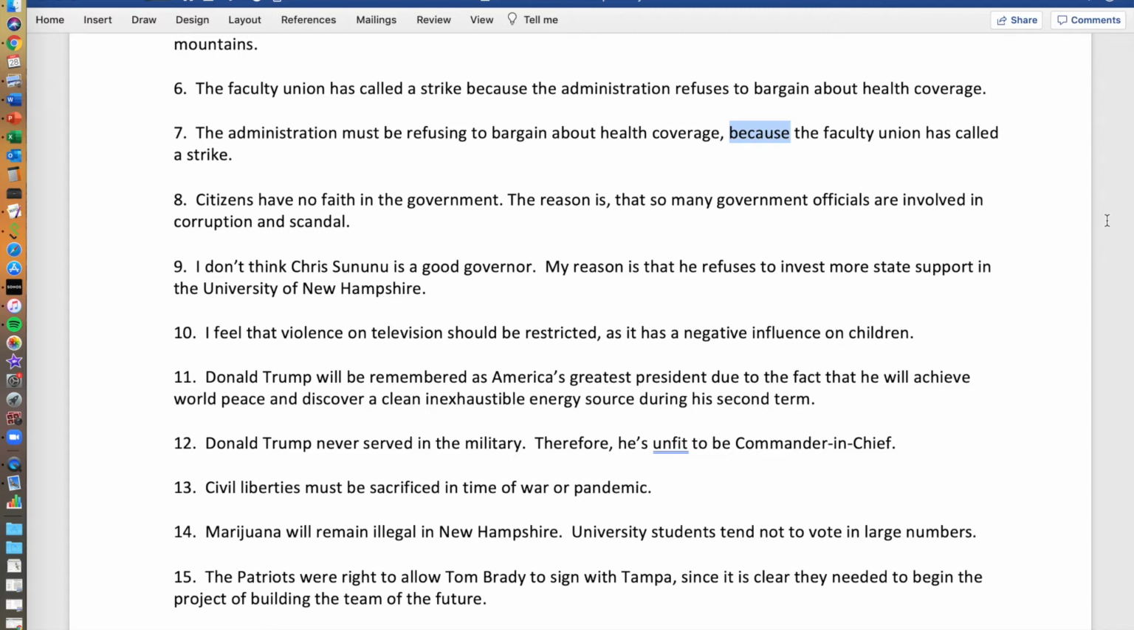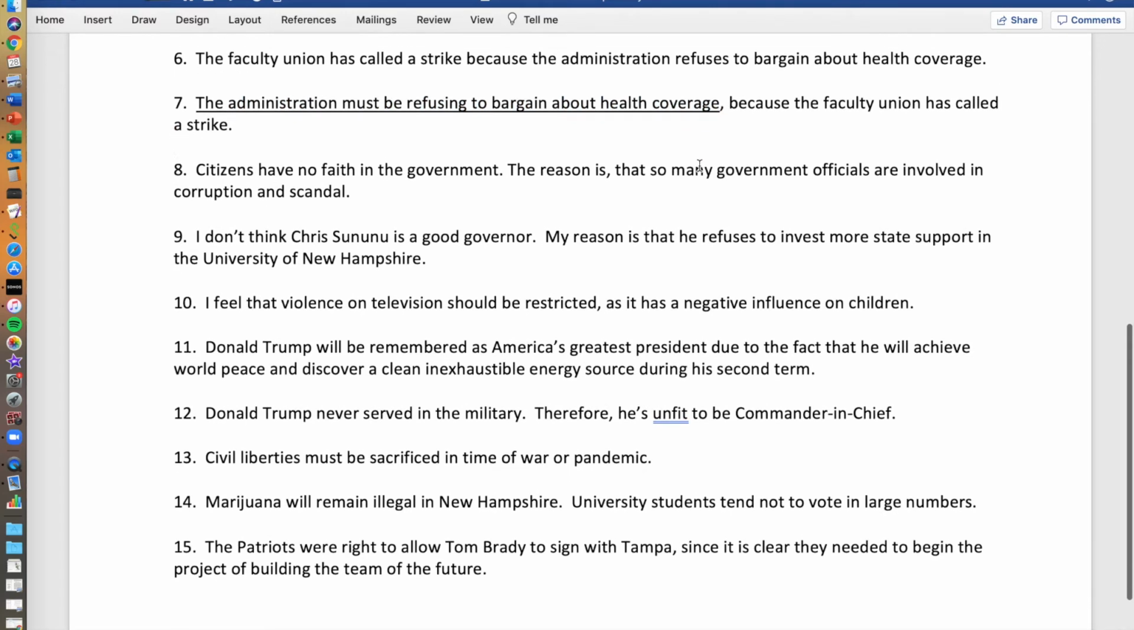Well, if you go back to the first statement, the administration must be refusing to bargain about health coverage. We don't know for certain, and again, remember, argument always goes from what we know to what we don't know. We don't know for certain that this has happened, but we're speculating or concluding that the administration must be refusing to bargain about health coverage. And the evidence we're offering is, oh, look, the faculty has called a strike. So in fact, this is an argument because indicates the second statement here is evidence. And the first statement, the university must be refusing to bargain about health coverage, is the claim in the argument.